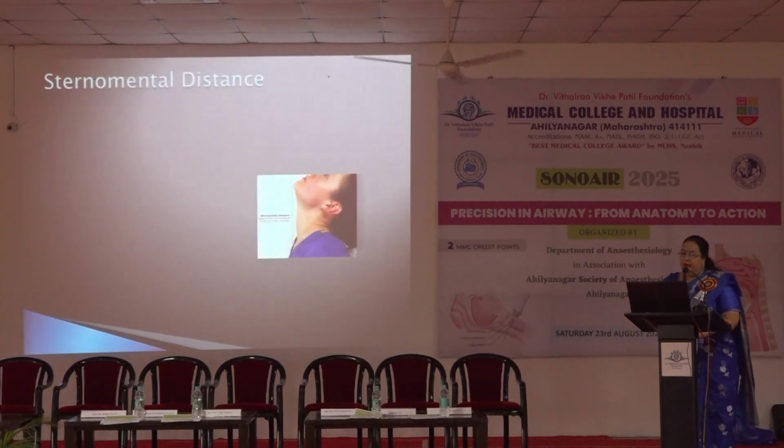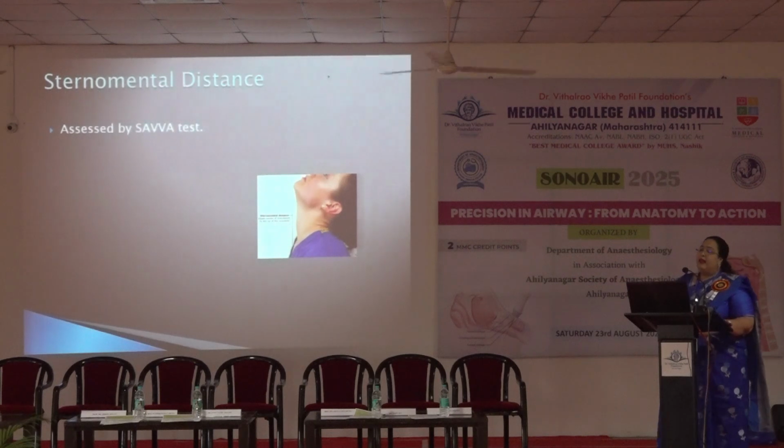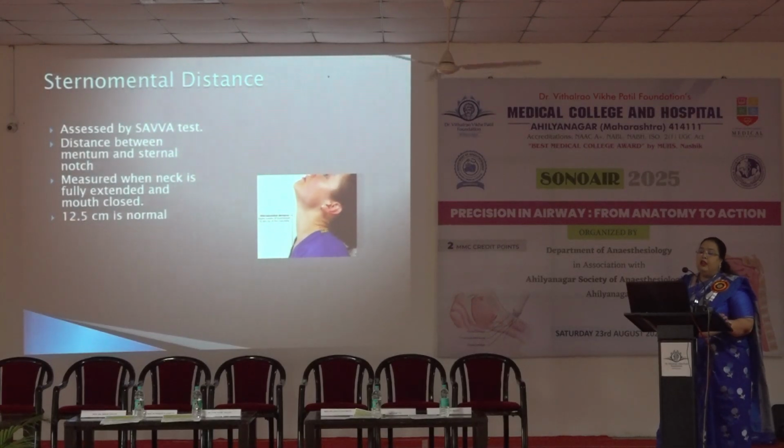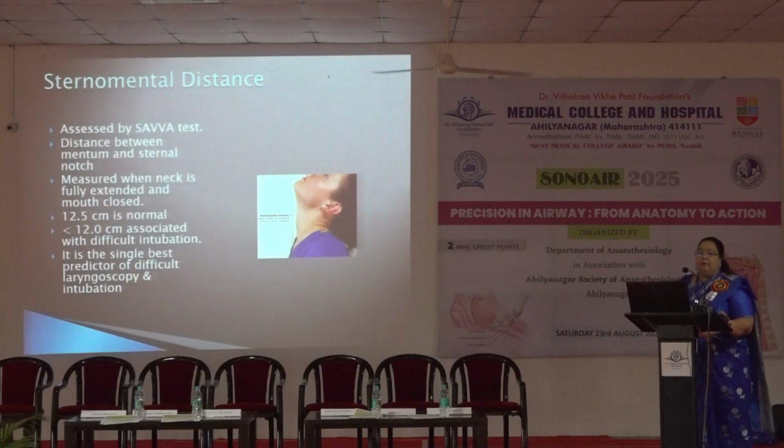Then coming to sternomental distance, it is assessed by the SAVA test. The distance between the mentum and the sternal notch is measured, and it is measured when the neck is fully extended and the mouth is closed. More than 12.5 cm is normal. If it is less than 12 centimeters, it is associated with difficult intubation. It is the single best predictor of difficult laryngoscopy and intubation.